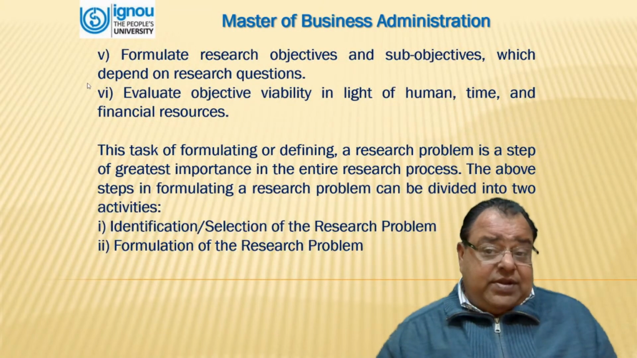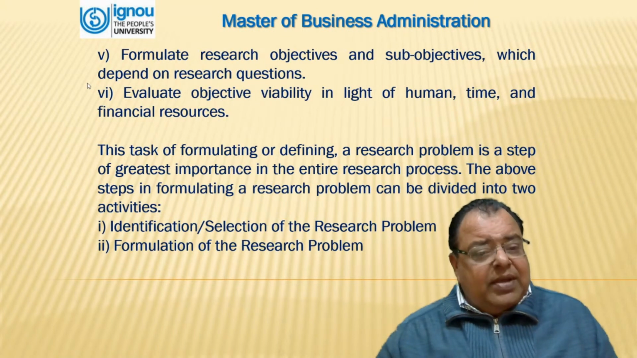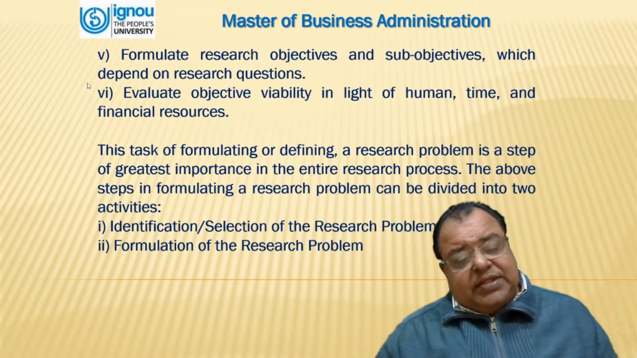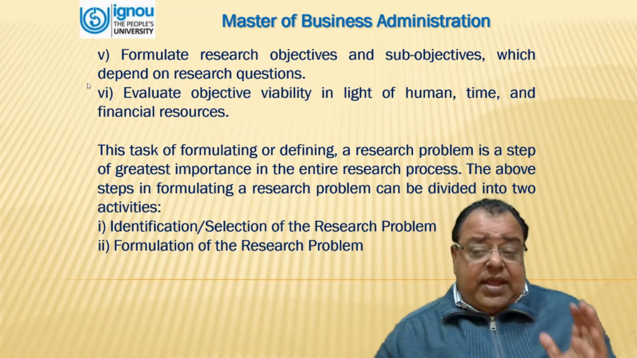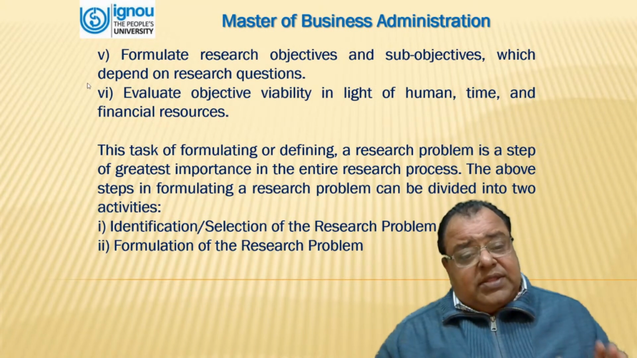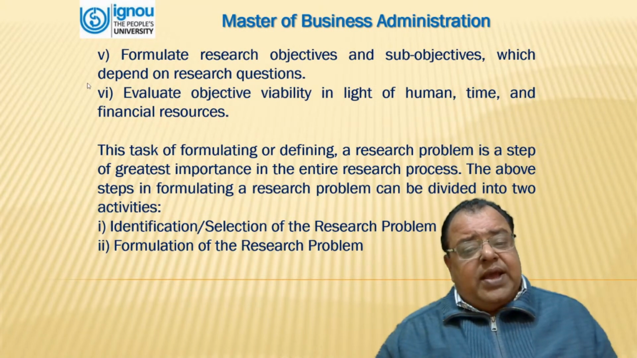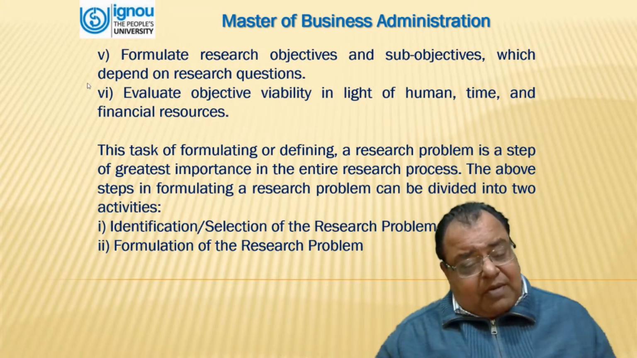Formulate research objectives and sub-objectives, which depend on research questions. Evaluate objective viability in light of human, time, and financial resources. This task of formulating or defining a research problem is a step of great importance in the entire research process. The above step in formulating a research problem can be divided into two activities: identification or selection of the research problem and formulation of the research problem.